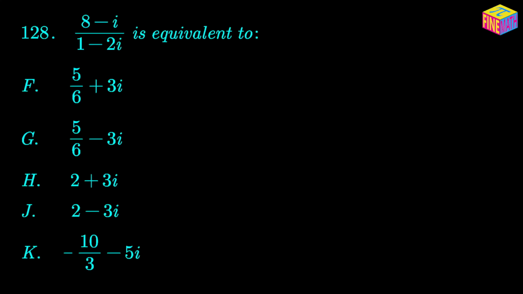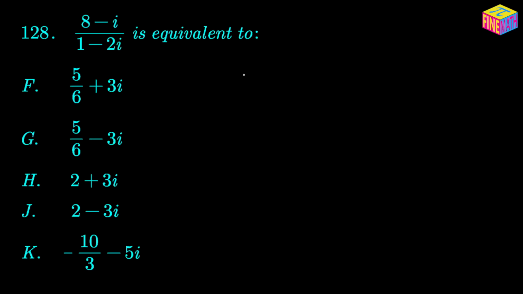So essentially we have to rationalize the denominator, because in the denominator we have a complex number, and because it is a complex number, the rationalizing factor would be the conjugate of this complex number. Now what is the conjugate of the denominator? Well, the denominator itself is 1 - 2i, so its conjugate would be 1 + 2i.